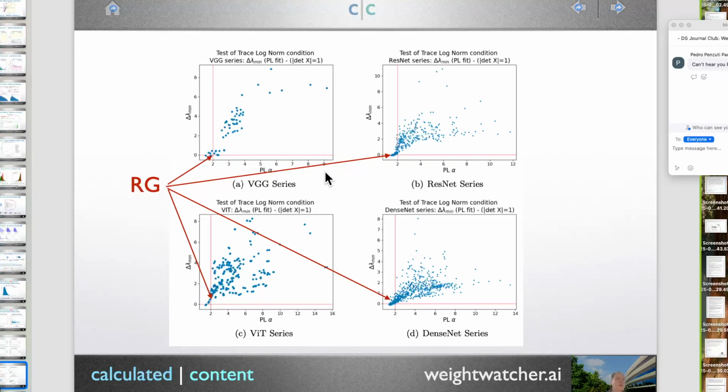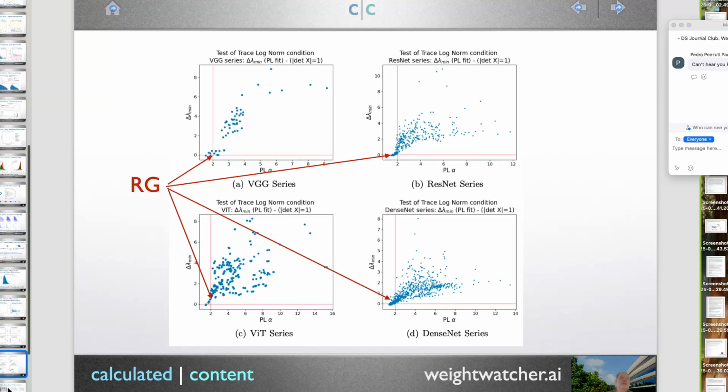You can see this in a number of models: VGG, ResNet, ViT, DenseNet. Basically, almost any model you look at, and you plot the layer alpha versus this delta lambda condition, you'll get these funnel-like curves. And in the theory, where the alphas are close to 2, you'll see the renormalization group condition, or the trace log condition, holds.